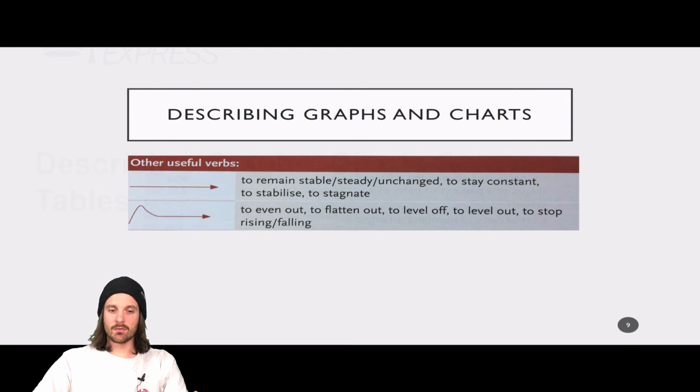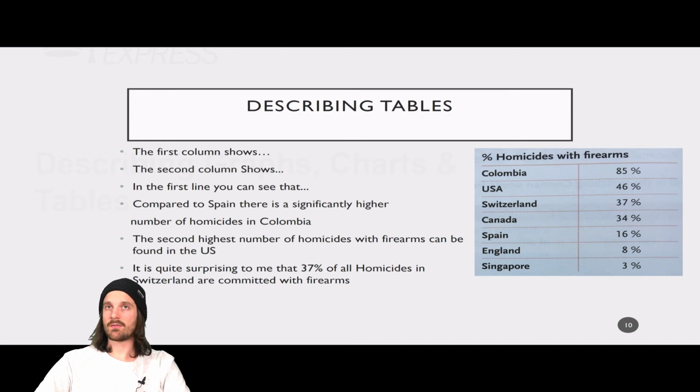Okay. So if something can increase and decrease, something can also flatten out or remain stable. Then it's unchanged, of course, if something remains stable, steady, unchanged, or stagnate, to stagnate. But if something evens out, maybe there was a decrease beforehand. Now something evens out, flattens out, levels off, or stops rising and falling. You can also use it, it's very simple, of course.